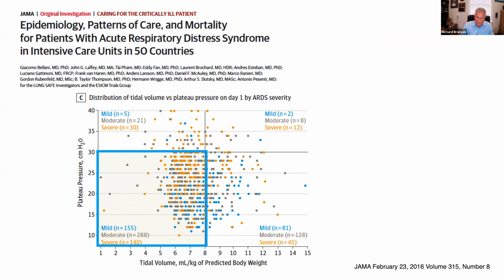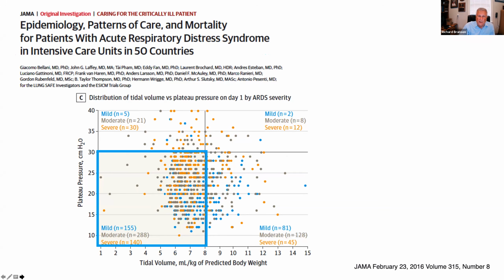In the box that I've made on the left are people with plateau pressures less than 30 and tidal volumes of less than 8 mLs per kilo, which I think we could agree is the standard of care. But if you look above and to the right of that, there are a lot of patients in this study, including patients with severe ARDS, getting tidal volumes of 13, 14 milliliters per kilogram, getting plateau pressures above 35. So even though we know what to do, we don't always do it.